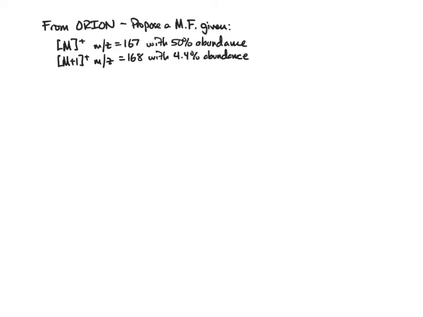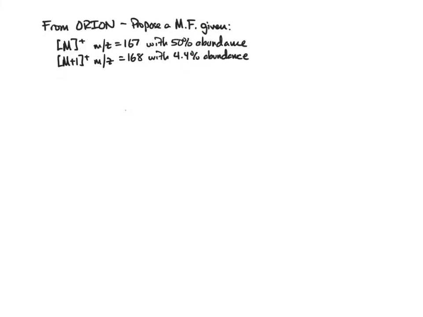Okay, so in this screencast, we have a request from an Orion problem to propose a molecular formula given the following data. The parent ion M is at 167 and has 50% abundance. The parent plus 1 ion is at a M over Z of 168 with 4.4% abundance. So given these pieces of information, how can we propose a molecular formula?